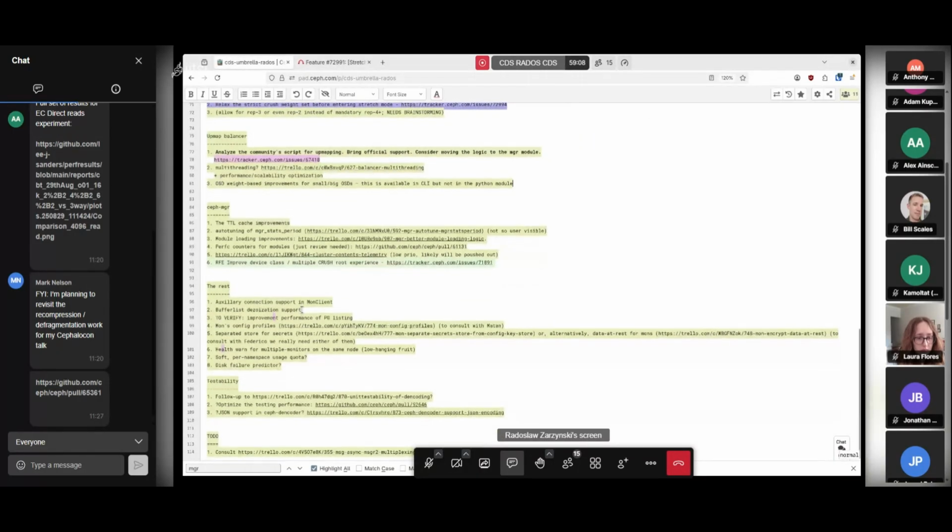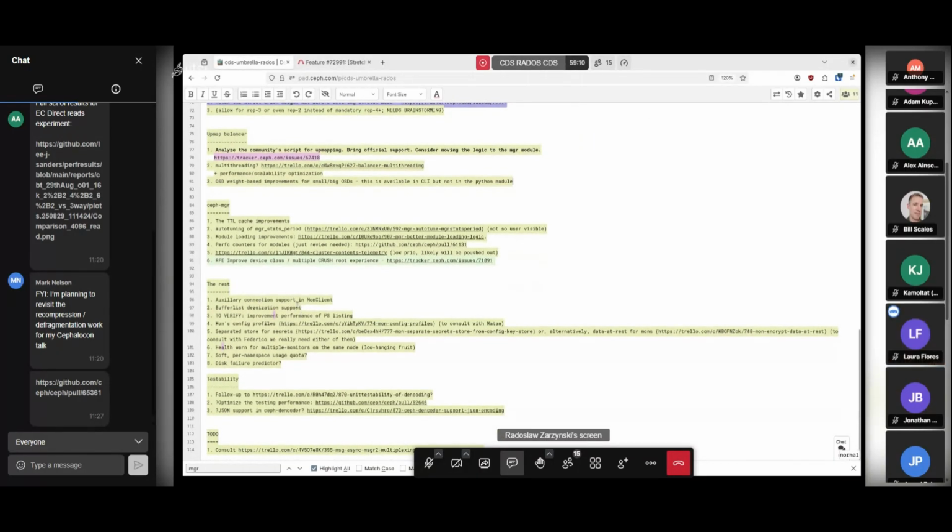I'm moving to the rest, which means basically command and CephOSD plus MON. Auxiliary connection supporting MON client. Oh, that's an important feature. There is a PR already available.